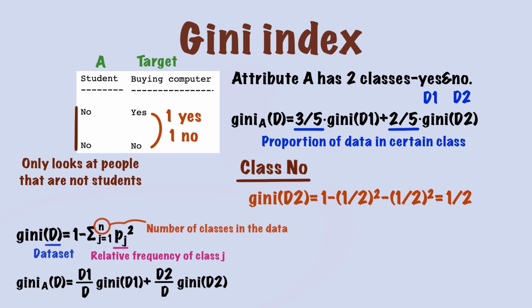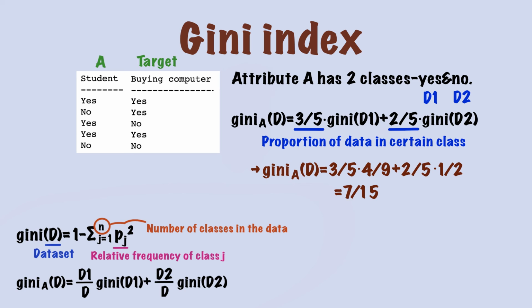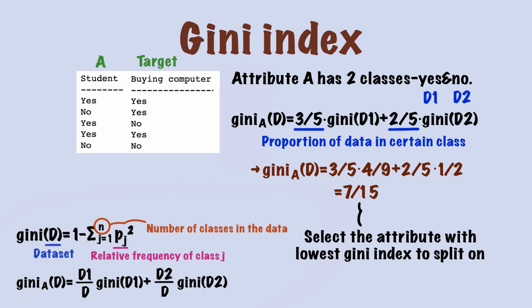Now we have completed the calculation of Gini impurity for each class. We can move on to the Gini index of the individual attribute. It's super easy since we just plug the numbers into the formula. The Gini index of attribute student is 3/5 times 4/9 plus 2/5 times 1/2, which is 7/15. If you remember, Gini index ranges from 0 to 1, so in this case, 7/15 means the attribute student is not so pure, but it's not impure either. It's kind of in the middle. We generally don't prefer using this as a splitting attribute, but it's also acceptable if we don't have a better option.